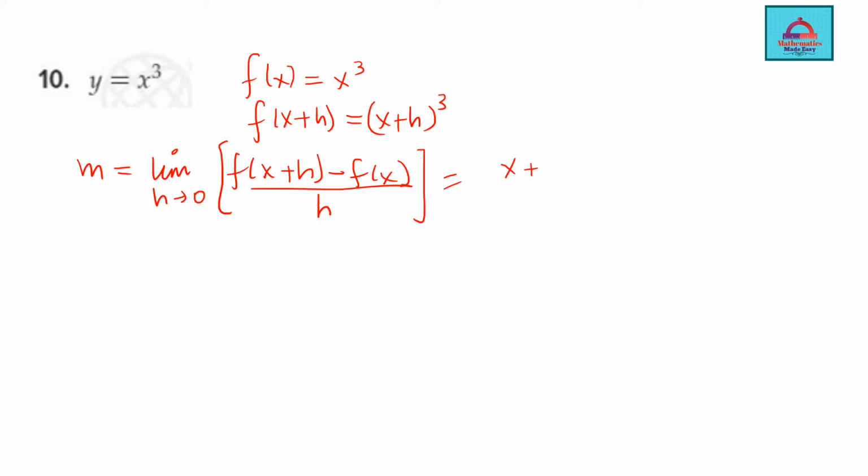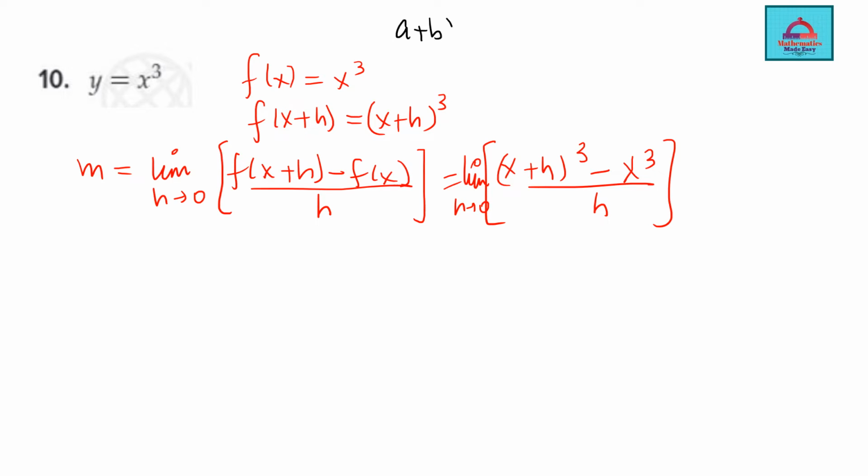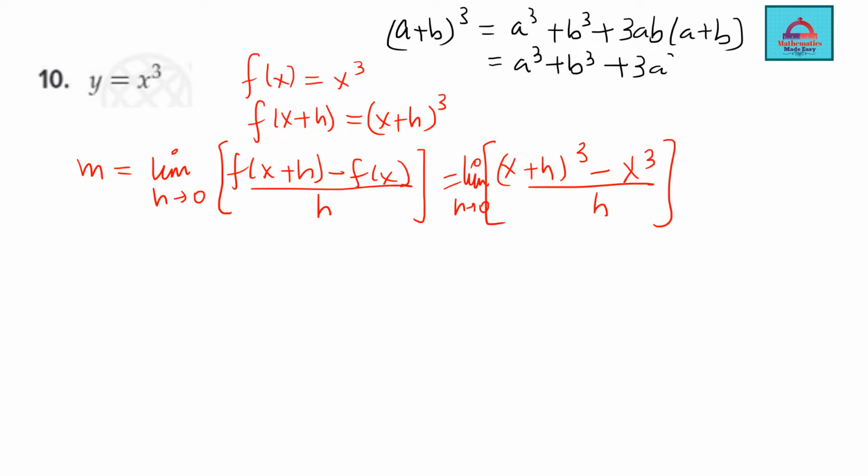So now I'm going to plug in the values: (x plus h) cube minus x cube over h. Now to simplify the numerator before taking the limit, we need to use algebra. Algebra gives you (a plus b) whole cube as a cube plus b cube plus 3ab times (a plus b). So if you open it up, the identity is this.